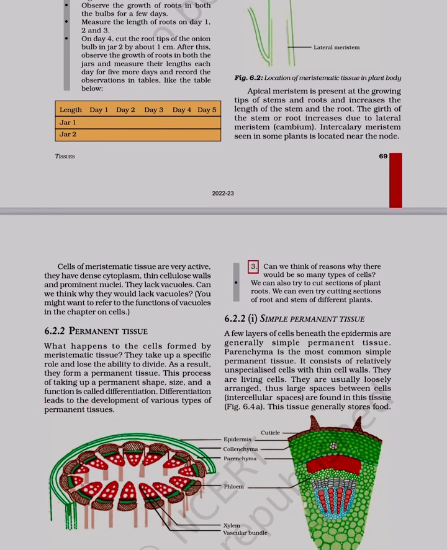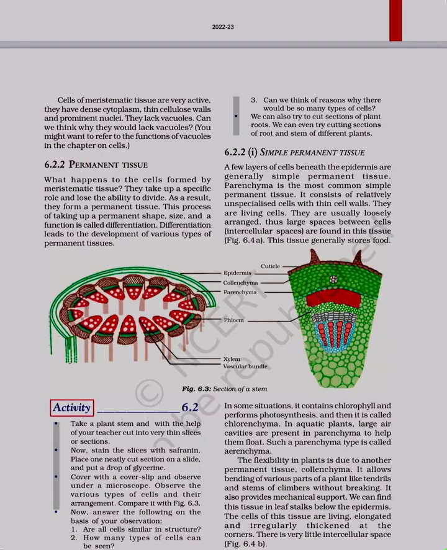Can we think of reasons why there would be so many types of cells? We can also try to cut sections of plant roots. We can even try cutting sections of root and stem of different plants.